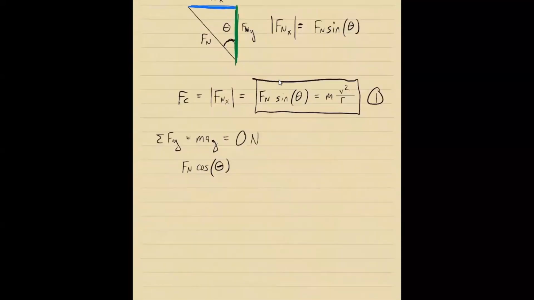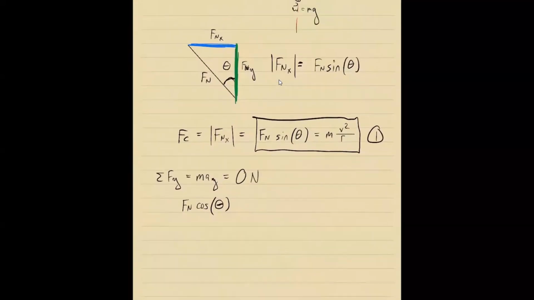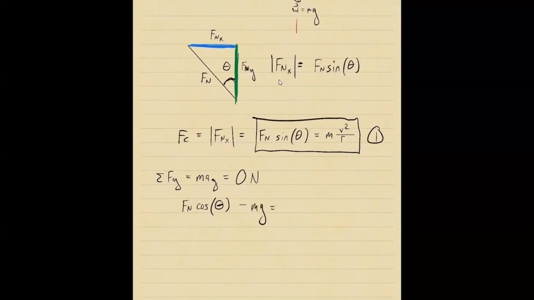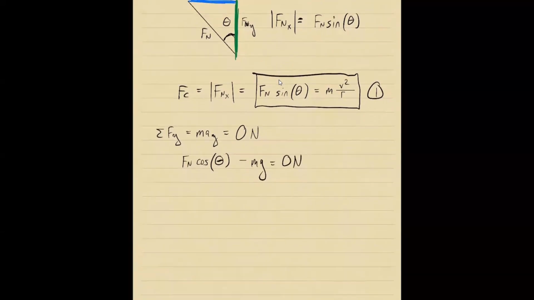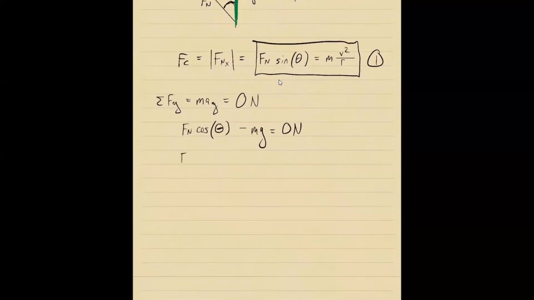So the sum of the forces in the y direction, we have the y component of our normal force pointing up, and we have the weight mg pointing down, and all that's supposed to be equal to 0. So solving this, we have that the normal force times cosine theta is going to be equal to mg. And I'm going to call this equation 2.